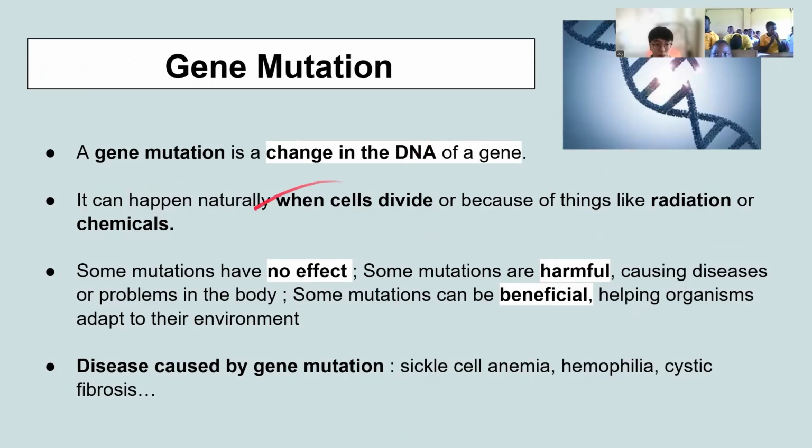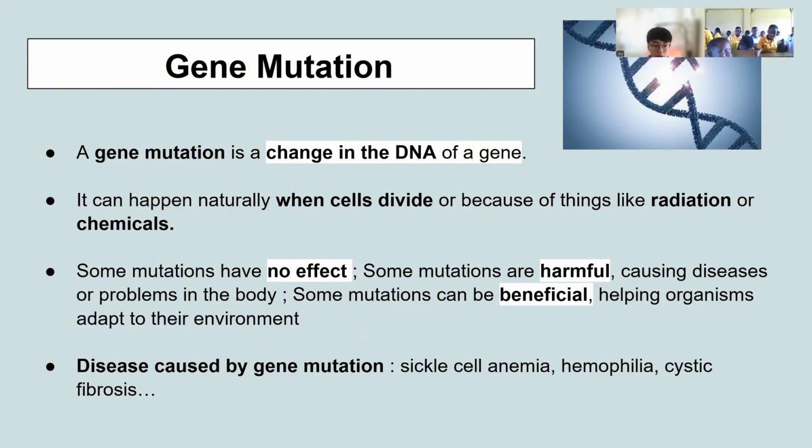But there can be gene mutations as well. So a gene mutation is a change in the DNA of a gene. So it can happen naturally when cells divide, or because of things like radiation or chemicals. Some mutations have no effect, but some can be really harmful. But some mutations can even be beneficial, can help organisms adapt to the environment.